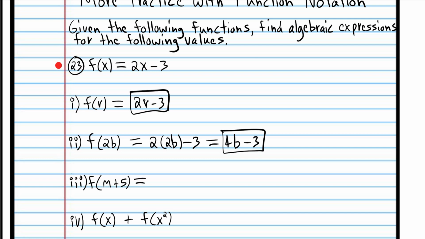So now we're going to rewrite the same thing that we have up here, except we're going to write m plus 5 instead of x. That's all that means. So we have 2m plus 10 minus 3, which is 2m plus 7.